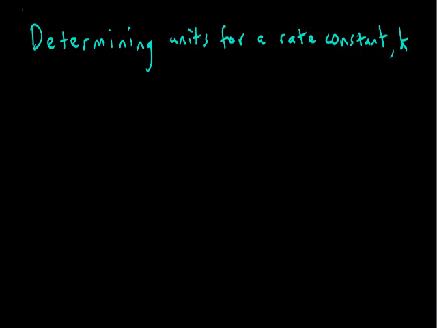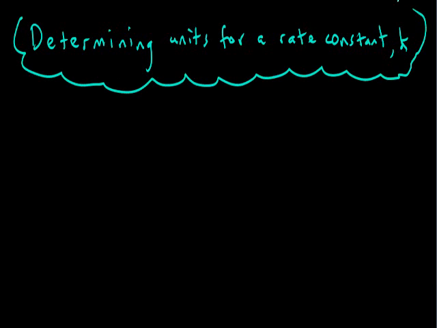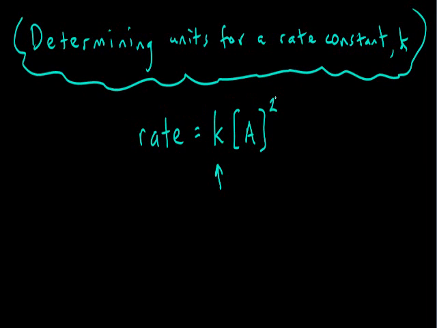Let's use this video clip to take a look at how we can determine what the appropriate units are for a rate constant K that appears in a rate law expression. In a rate law, the units of K can vary depending on whether the order of the reaction is first order, second order, or something such as 3/2 order even. But the strategy that we can use to figure out K remains the same regardless of what the order of the reaction may be.